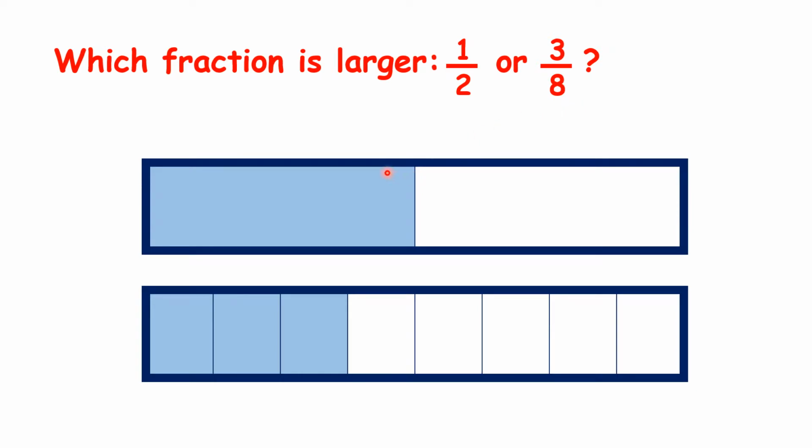And we can show what we've done visually. We were asked to compare 1/2, which we can see in this rectangle, and 3/8, which we can see here. But we changed 1/2 to an equivalent fraction. We changed it to eighths, and when we do that, we can see that it's equivalent to 4/8, so it's bigger than 3/8.